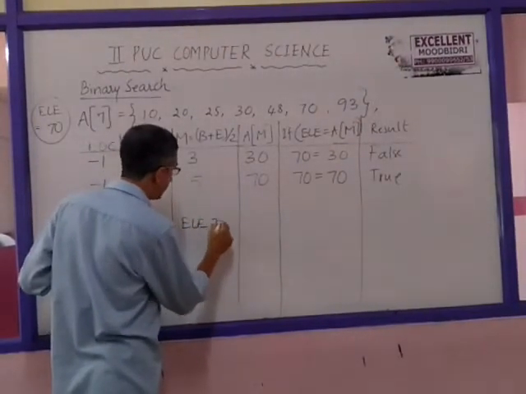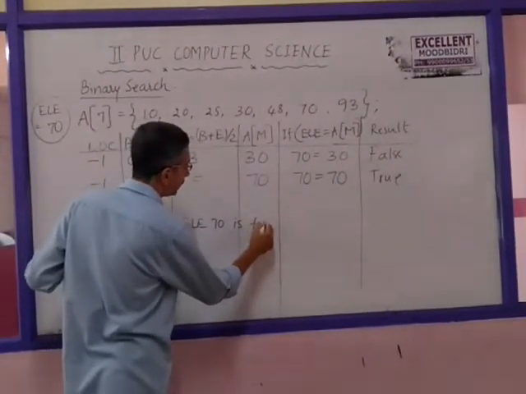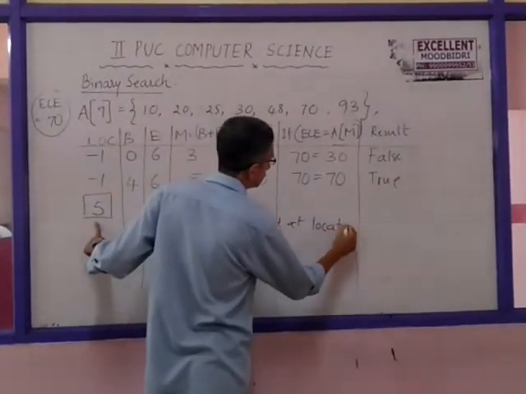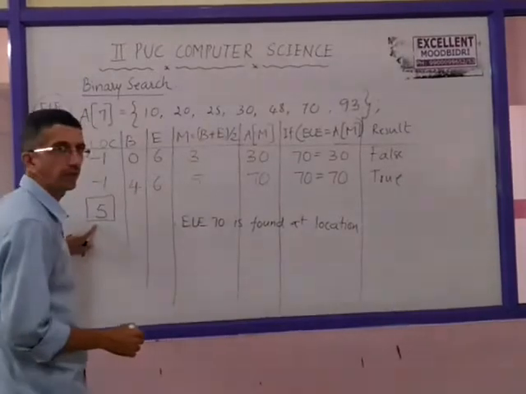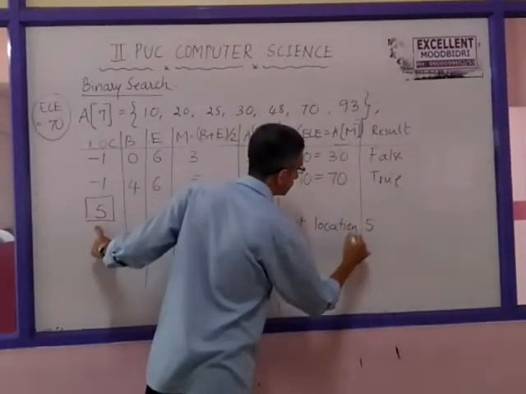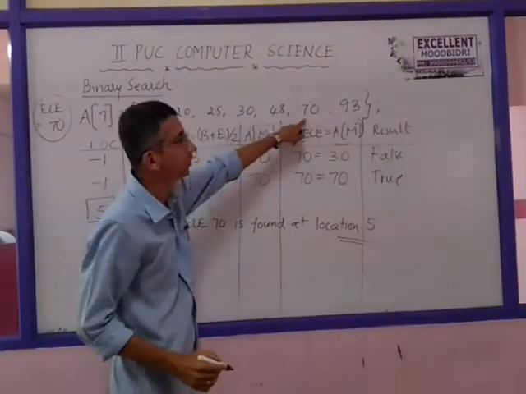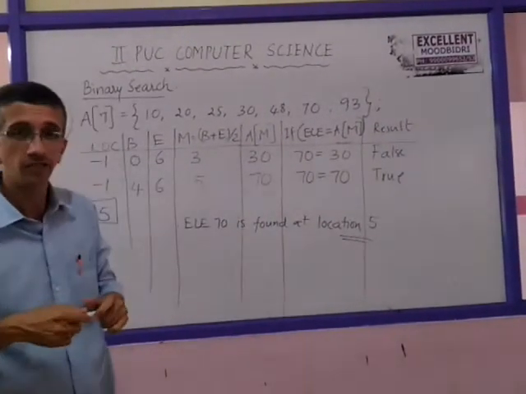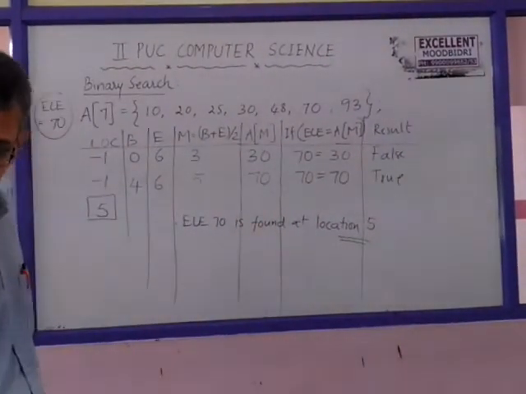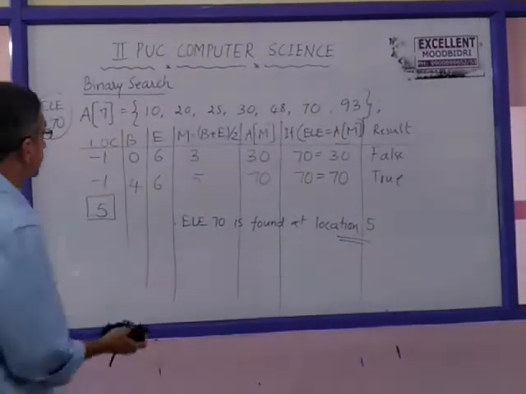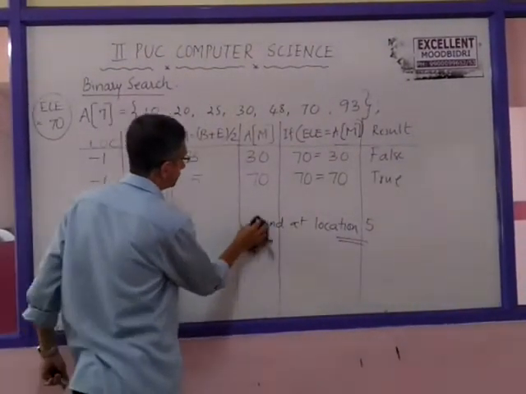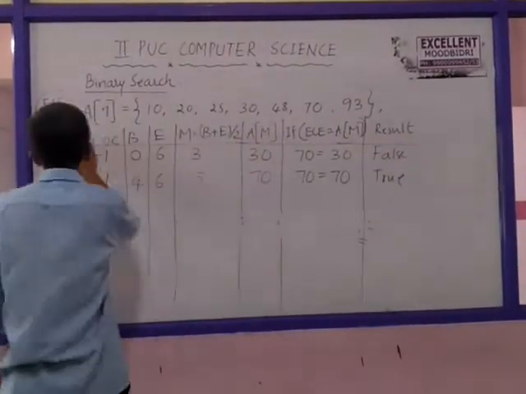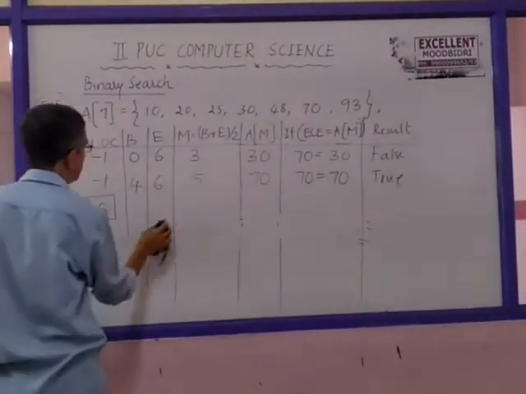Therefore element 70 is found at location LOC. How much? 5. See, location 5. Correct. Search is successful. Hope you have understood this. Suppose in this case we are searching for the item 48. Suppose the item is 48.